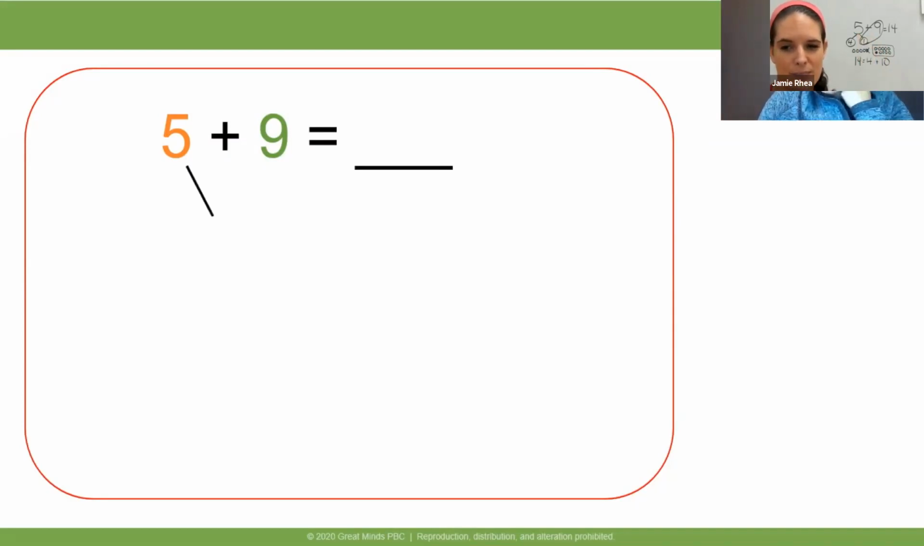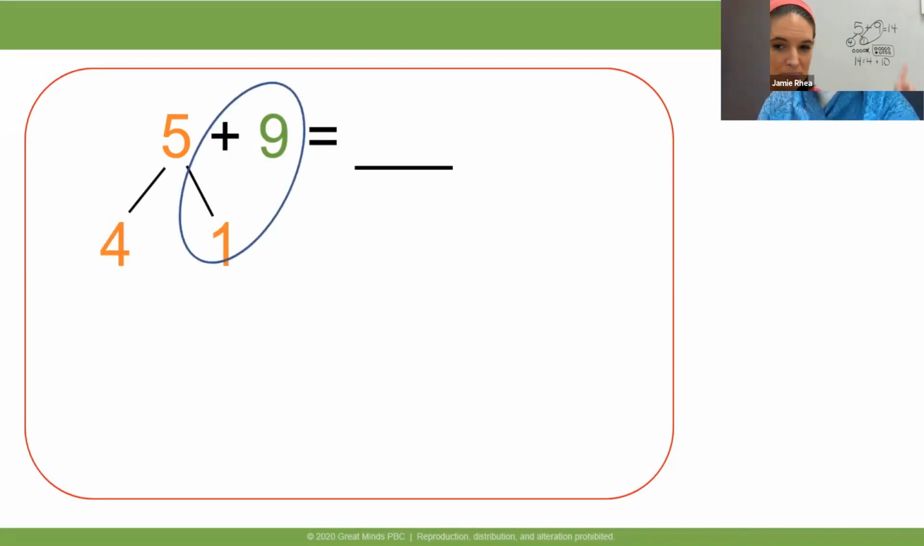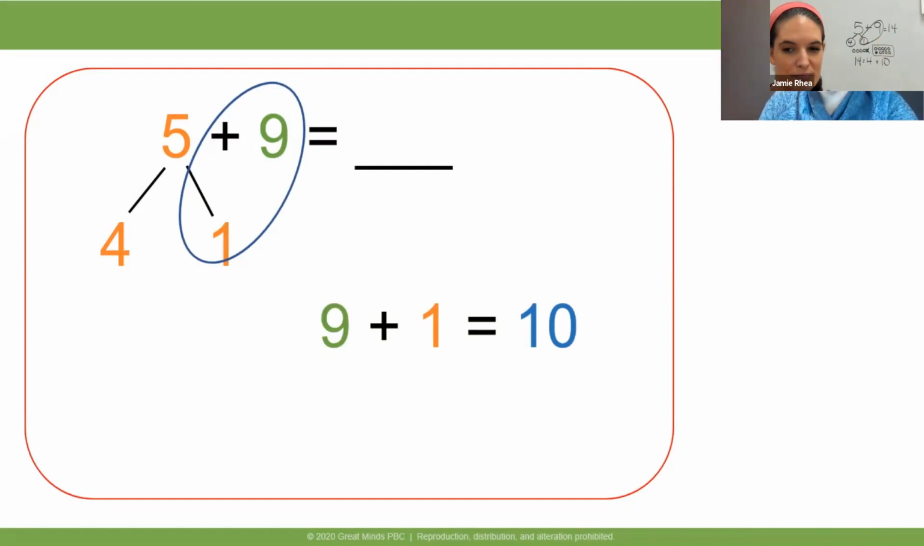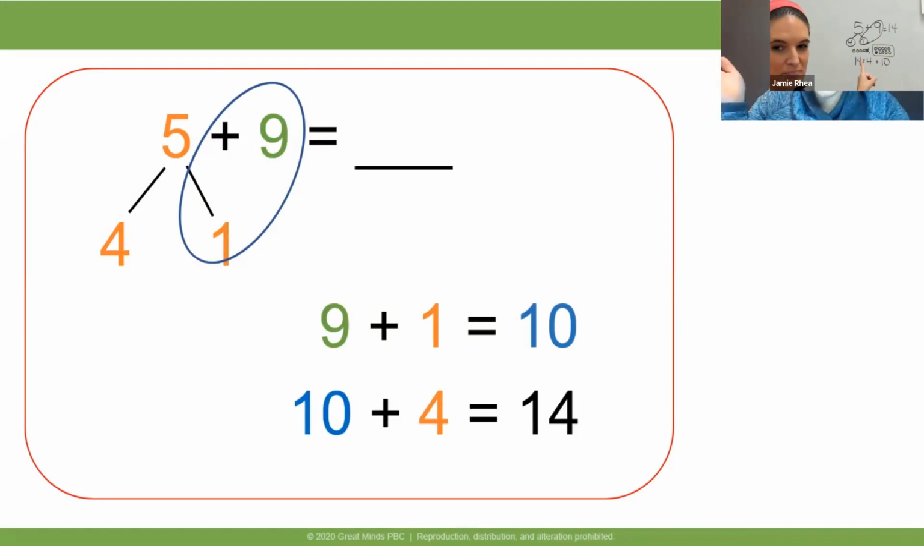So you broke 5 into 1 and 4. Then you could group the 1 and the 9 together to make that friendly number 10. We know that 9 plus 1 equals 10, and then 10 plus the other 4 equals 14. Are we done with the problem? No. Not yet. We know that 10 plus 4 equals 14. That's the easier problem that you created. But what was our original problem? It was 5 plus 9.